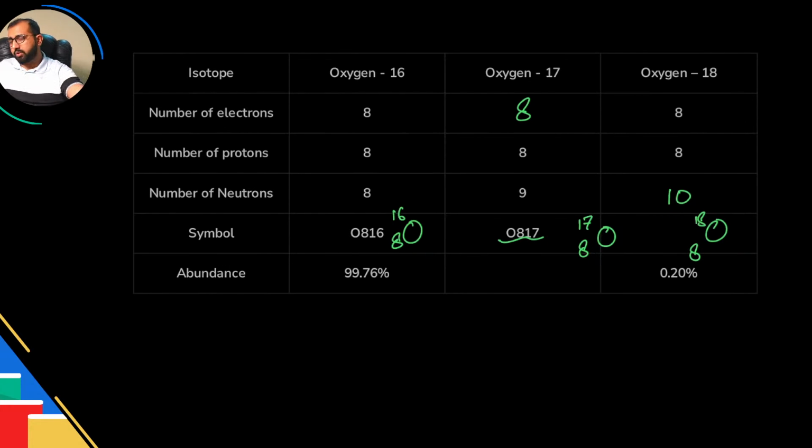Abundance. For abundance, we know that the total is 100%. If this one is 99.76 and this is 0.20, I'll just add them all up. So 99.76 plus 0.2 is 99.96, and I subtract that from 100 and I get 0.04%. That is the abundance of this oxygen 17. We need these abundances because we want to figure out the relative atomic mass.